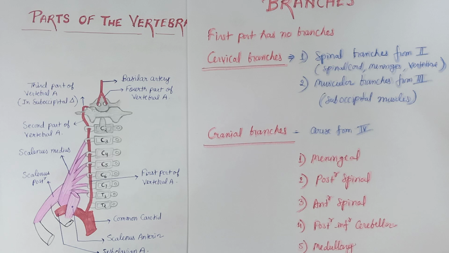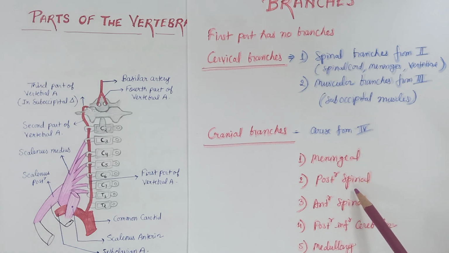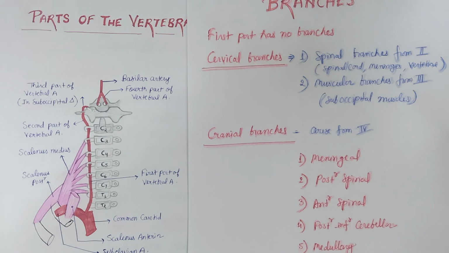Muscular branches arise from the third part and supply the suboccipital muscles, and cranial branches arise from the fourth part. These are meningeal, posterior spinal, anterior spinal, posterior inferior cerebellar and medullary. So this is all about vertebral artery.